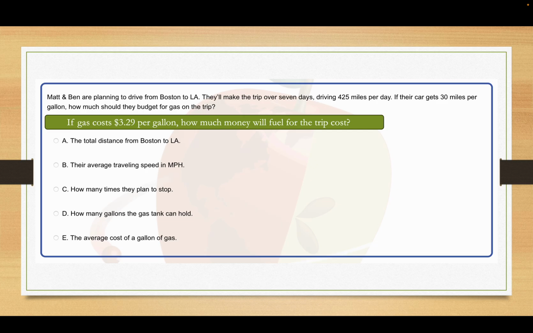Okay, so similar idea. 425 miles times 7 days, 425 per day, is 2,975 total miles. If you get 30 miles to the gallon, that's 99.2 gallons. We haven't changed anything so far. But now we know every gallon costs $3.29. So 99.2 times 3.29 is $326.37. Okay. Next up, go ahead.